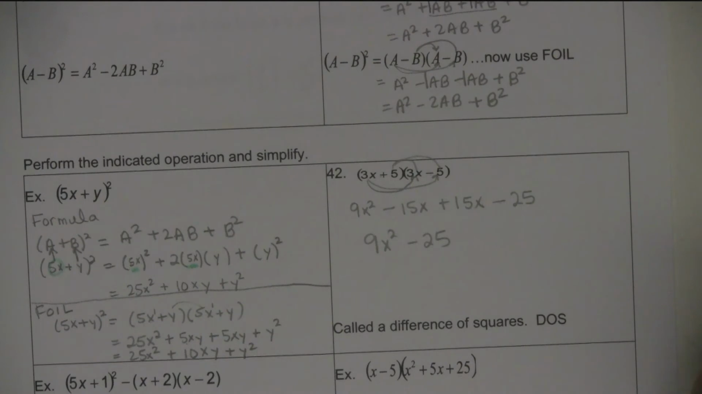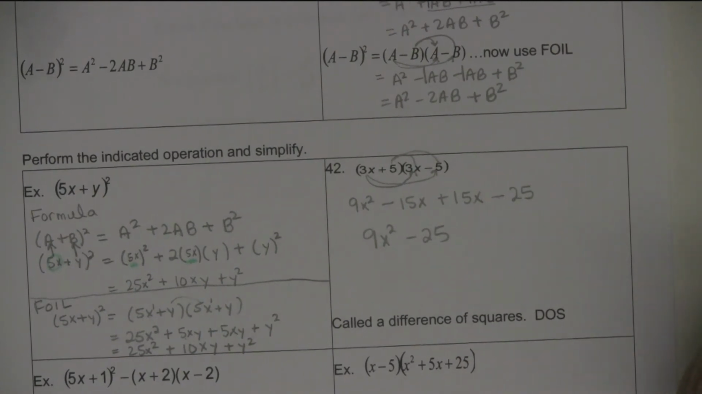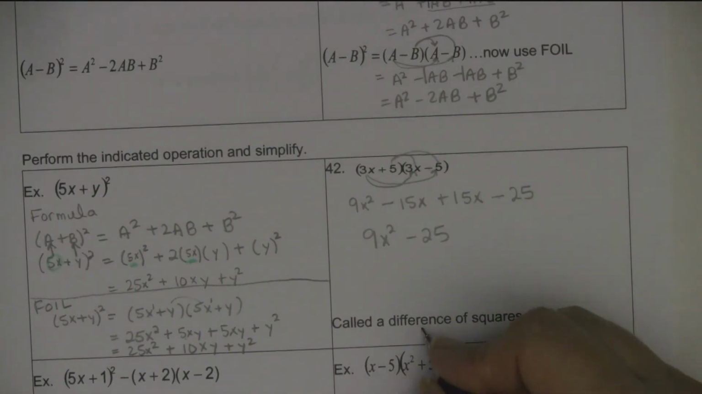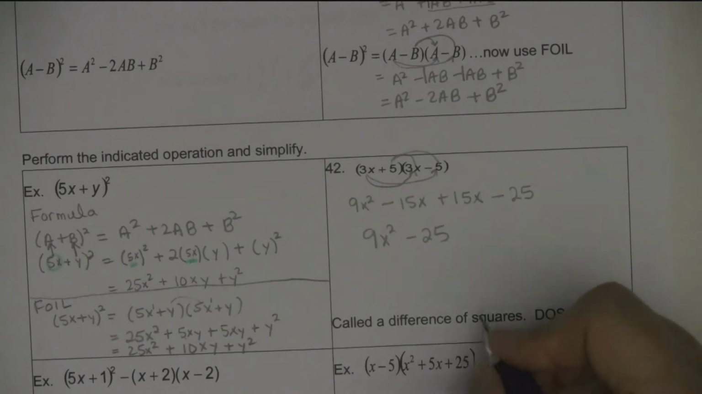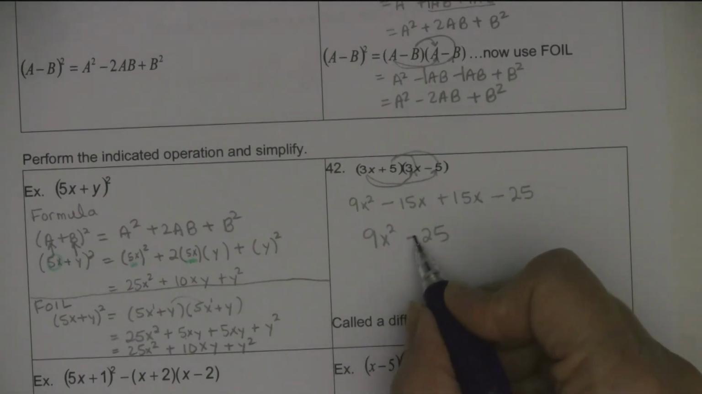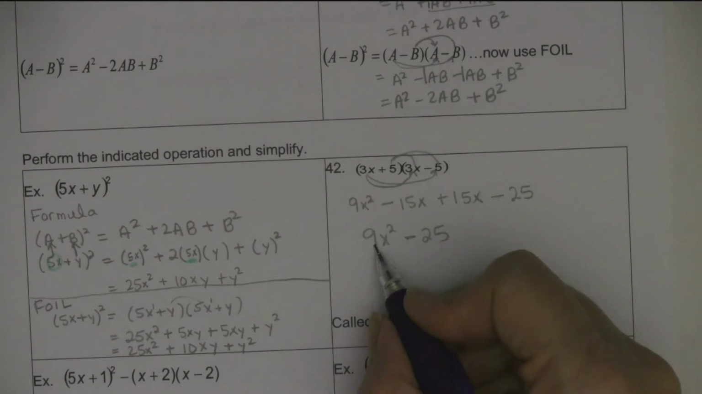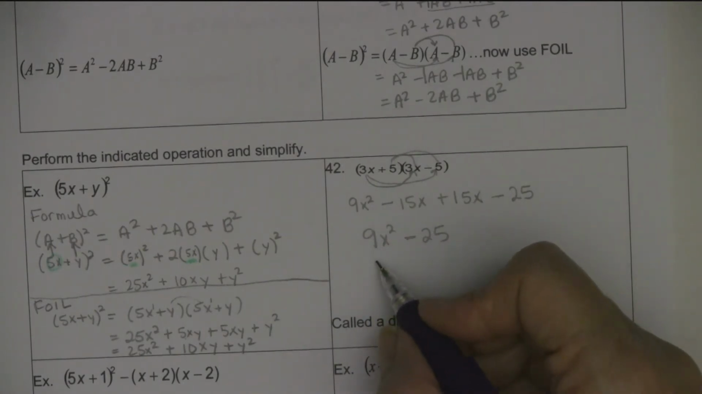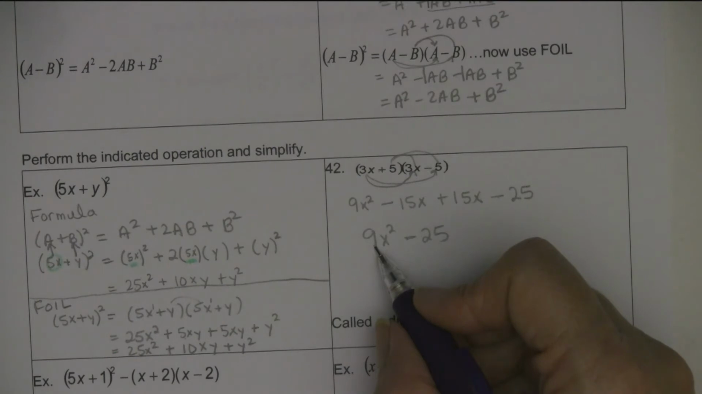And we talked about this one in 4.5, I believe it was 4.5, that it's called the difference of squares. And the reason it's called the difference of squares is because this is a minus, and that's a perfect square. 9 is a perfect square. What makes something a perfect square is that it can be written as a number multiplied by itself. And 9 is 3 times 3. So that's what makes it a perfect square.